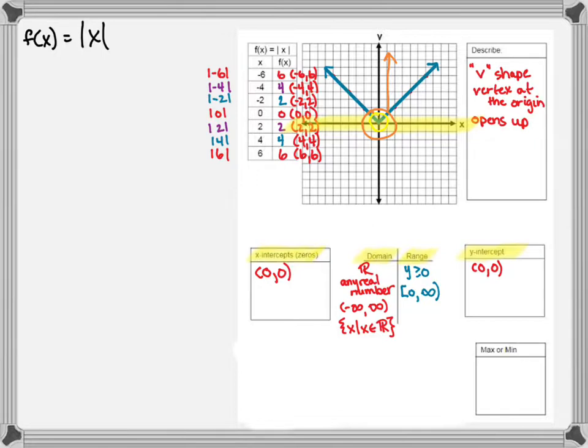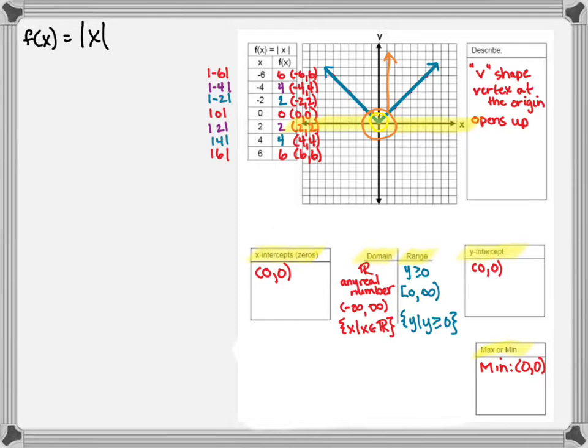I could also write this in set notation. The set of all y's such that y is greater than or equal to 0. So those are my domain and range representations. Then, does this parent function have a max or a min? Well, the parent function has a minimum point, and that minimum is at the origin, (0, 0). If I were asking what the minimum value was, that would be the y value there, which would be 0.